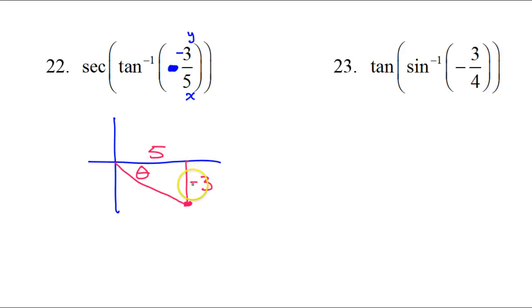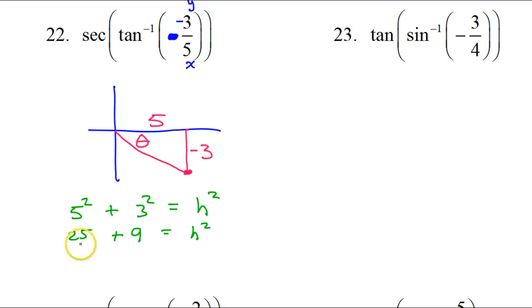Now, this is not a 3, 4, 5 triangle because the 5 is not the hypotenuse where it should be. If the 5 were the hypotenuse, then I would know the other side is 4. So I am going to have to do the Pythagorean theorem right now. So a squared plus b squared equals c squared, right? So 5 squared plus 3 squared is equal to the hypotenuse squared. That is 25 plus 9 is equal to the hypotenuse squared.